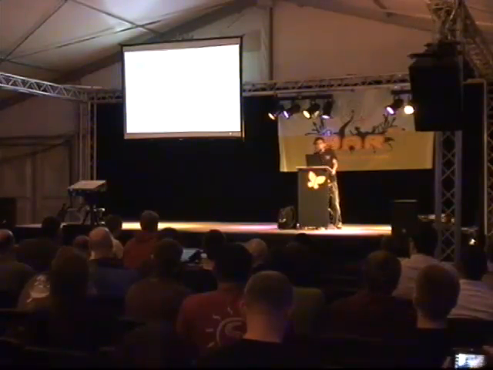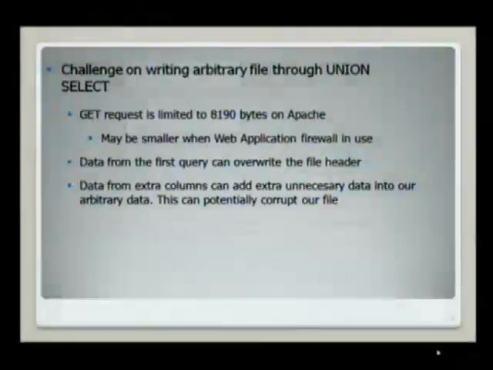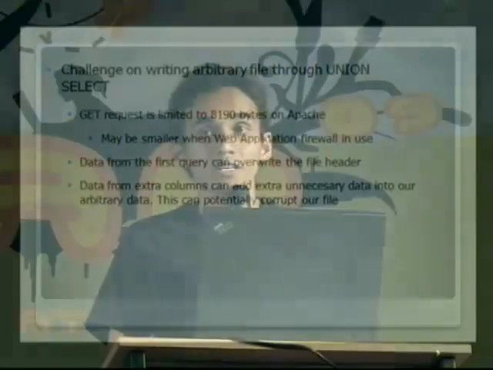So as we know, the only technique we can use to write our arbitrary data is through UNION SELECTs. And here are some challenges in writing arbitrary data through UNION SELECT. The biggest problem is the GET request, because a GET request limits you to up to 8,190 bytes. And most of the time you find your arbitrary data will be bigger than this size.